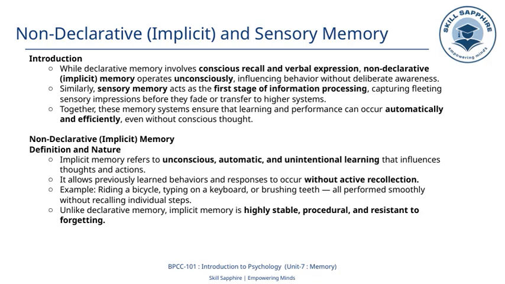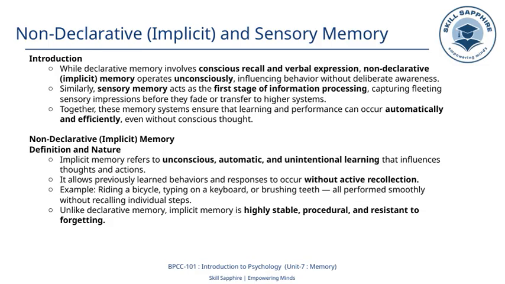Now, let's take a closer look at non-declarative, or implicit, memory and sensory memory. While declarative memory involves conscious recall and verbal expression, implicit memory works unconsciously, influencing our behavior without us even realizing it. Similarly, sensory memory acts as the very first stage of processing information. It captures brief sensory impressions before they fade away or are transferred to higher-level systems for further processing. Together, these systems help us learn and perform tasks automatically and efficiently, often without us needing to think about it consciously.